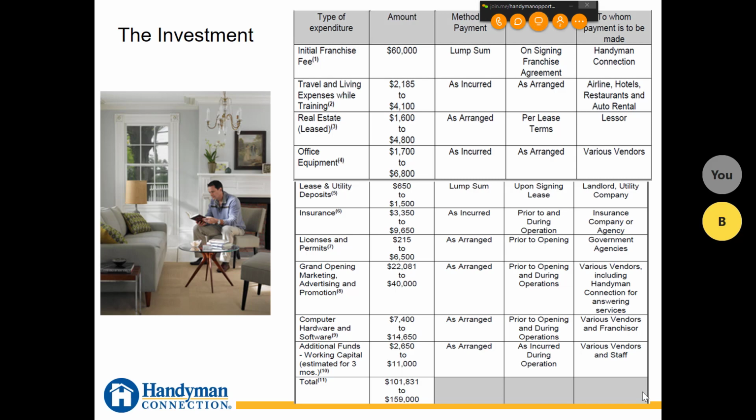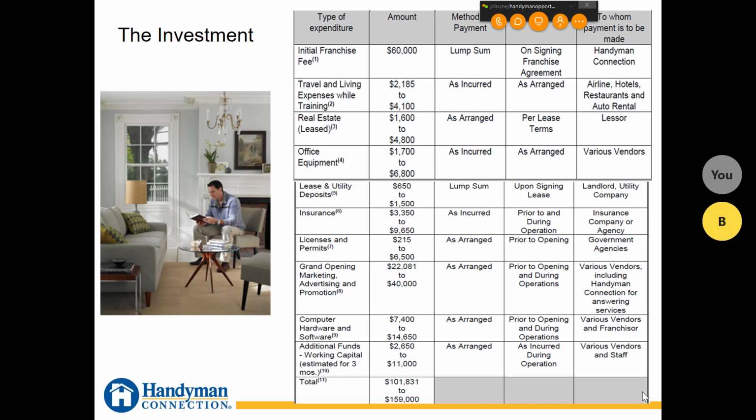Licensing and permits. There are states that require a general contractor's license for some of our owners. It depends on the state. Florida is one of them. California is another. Arizona, Michigan. So if there are costs associated with our owners having to get a license, that's what this box is for. It just depends on the state.